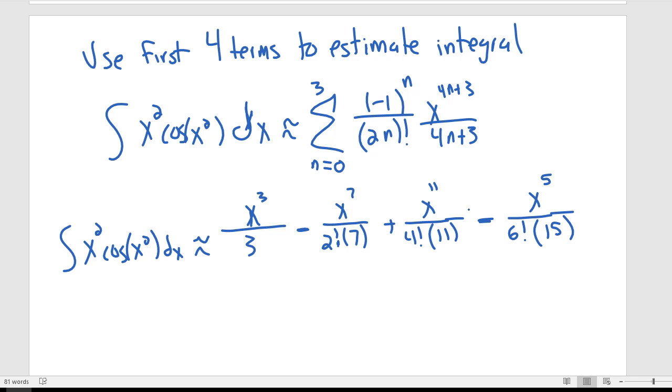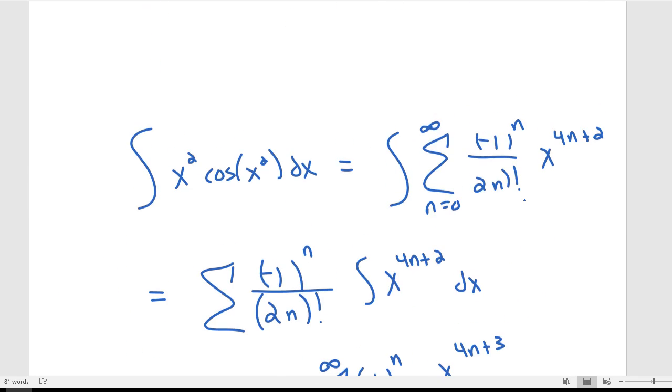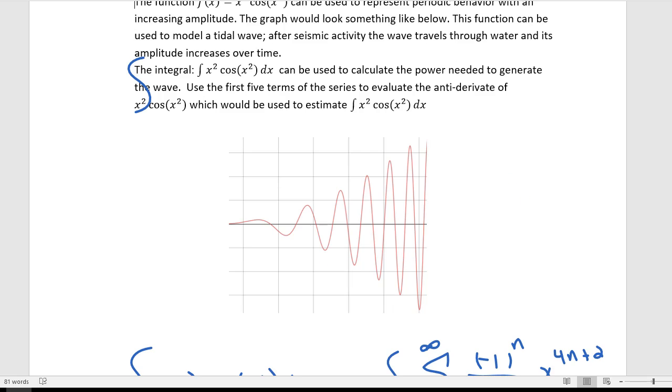Let me see if I can scroll back real quick. The wave question that we were looking at is that when I integrate the wave, that gives me the power. So let's suppose that the horizontal axis is time. This wave has growing amplitude over time. Now, if this was a tidal wave, the amplitude isn't going to grow forever and ever.